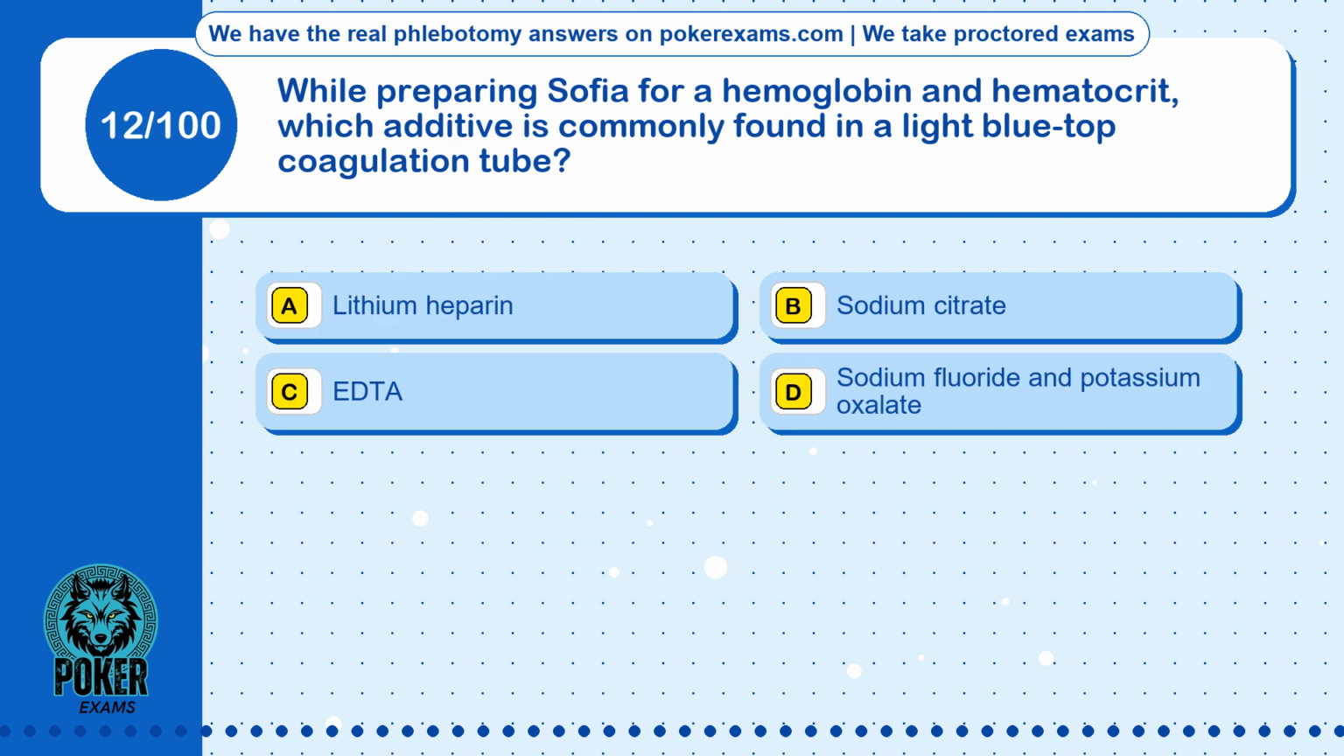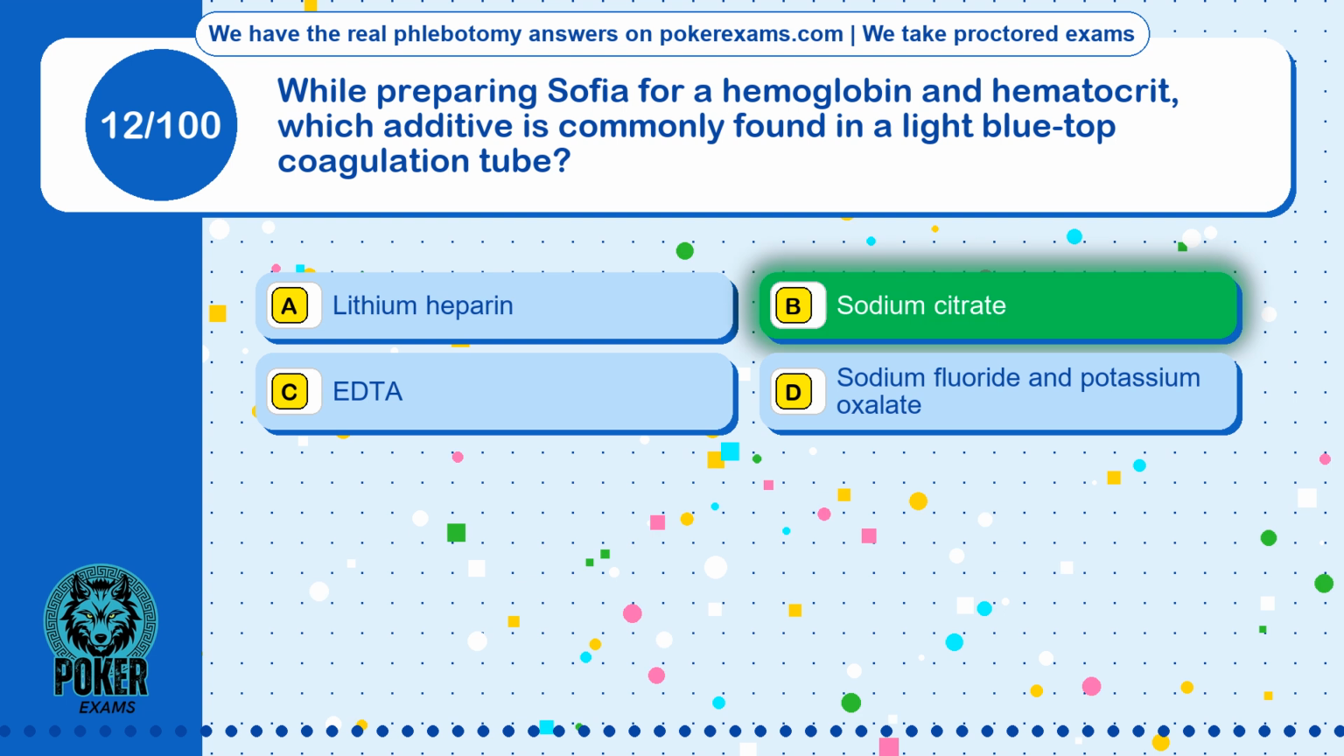Question 12. While preparing Sophia for a hemoglobin and hematocrit, which additive is commonly found in a light blue top coagulation tube? Option A, lithium heparin. Option B, sodium citrate. Option C, EDTA. Option D, sodium fluoride and potassium oxalate.